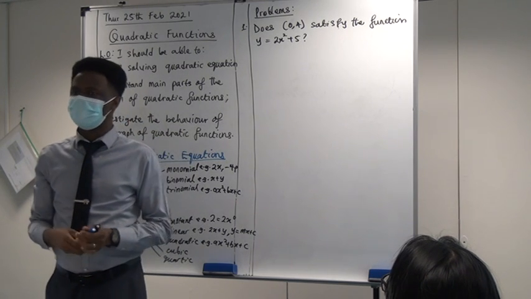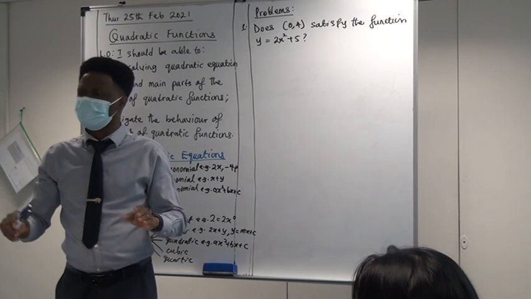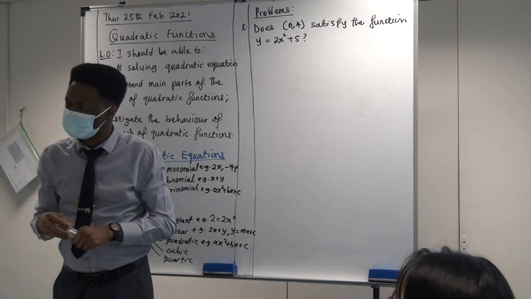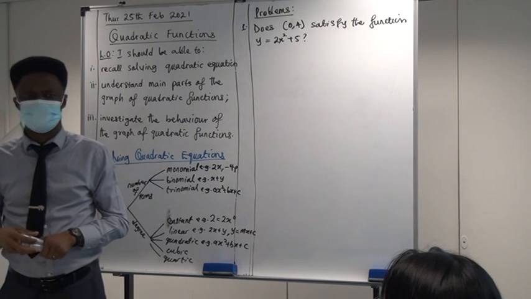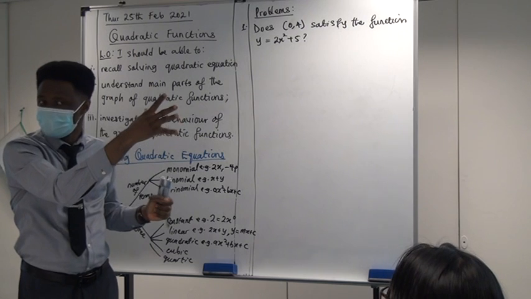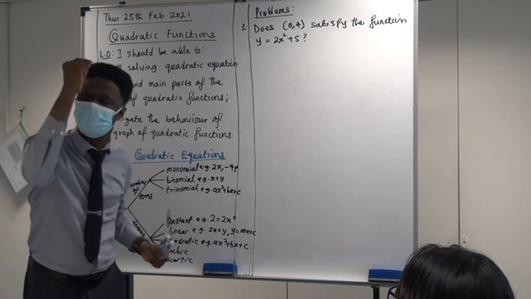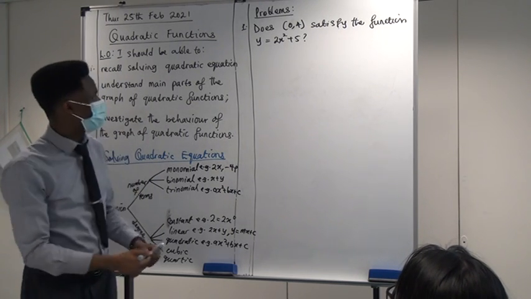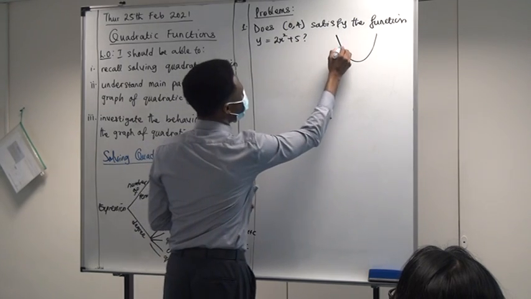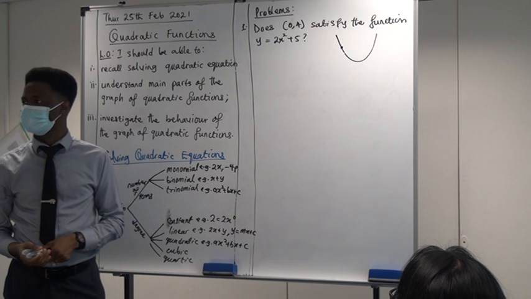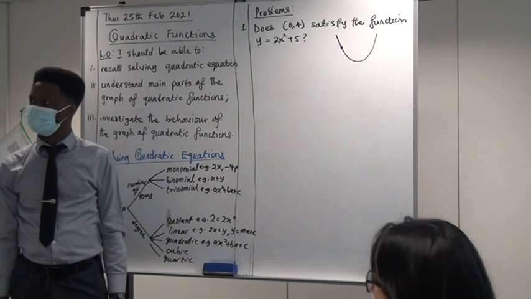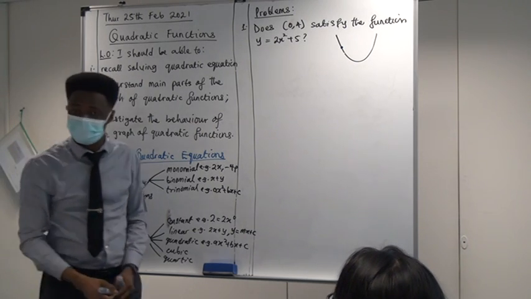Listen again. In practical form, can somebody tell me what it really means that (0,4) satisfies this function? Think of it in the form of a graph. Is it a point on the graph? That's what it means. If you plot this one, it's going to look like this. What it's asking is whether (0,4) is anywhere on the graph. Since we don't have left equal to right, it means (0,4) is not on that graph. Of course, (0,4) exists on the xy plane, but the graph does not pass through it.